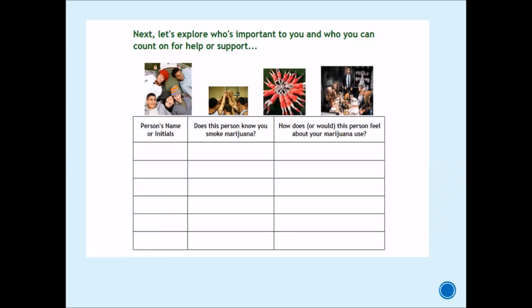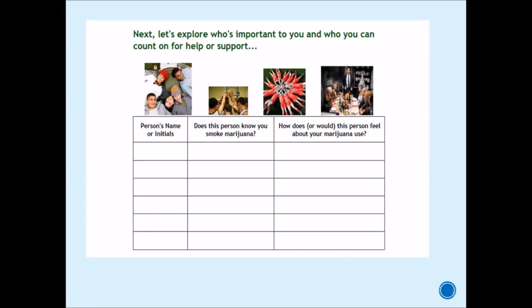So we say, being a teen is hard. We like to take some time to identify people who are important to you and who you can count on for support. If you could just take a few minutes to write down the names of 3 to 5 people who you turn to when you need some help or who you can depend on or trust. So they do that, and then you ask them these other questions.